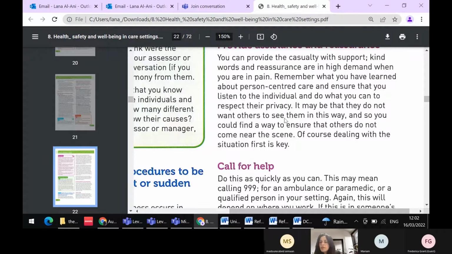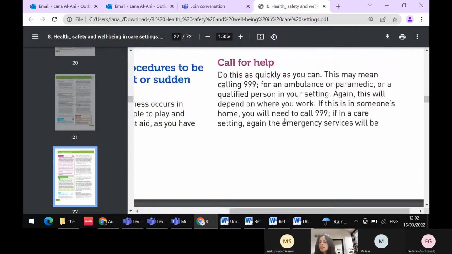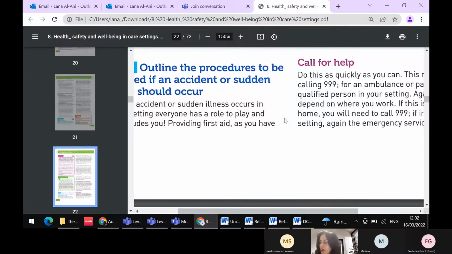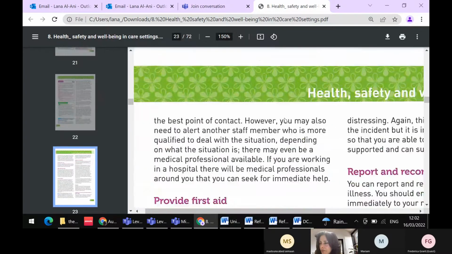So you need training. And also you need to call for help. As your colleague said, you need to call 999 for an ambulance or the police in the setting so they come and help you. This will depend on where you're working. If you're working for just one client, you visit him or her at home, then you straight away call 999. But if you're in a care setting, then your manager should call the emergency. It will be the responsibility of your manager. Then you have to go and inform them immediately.